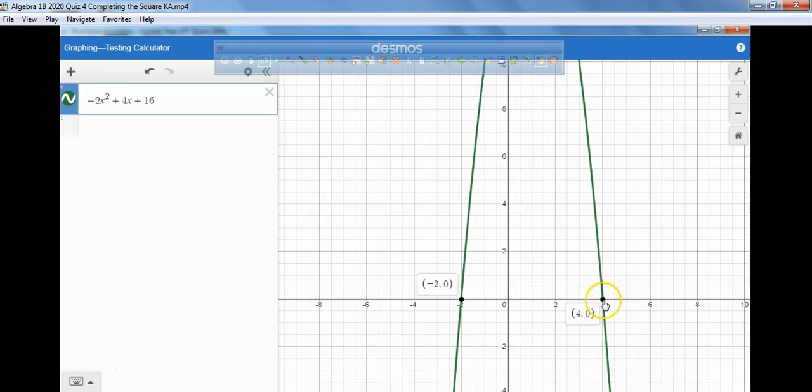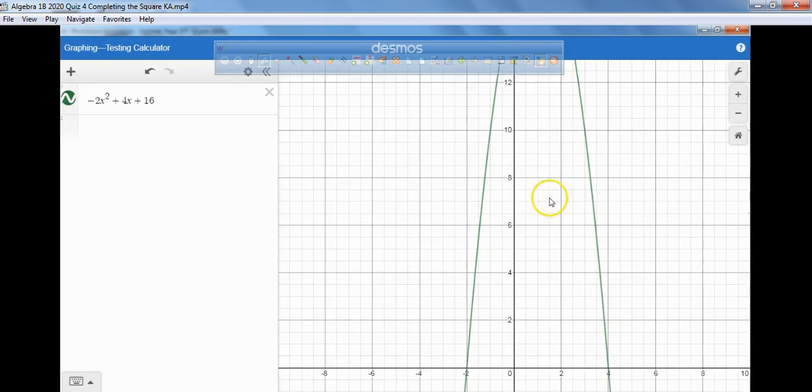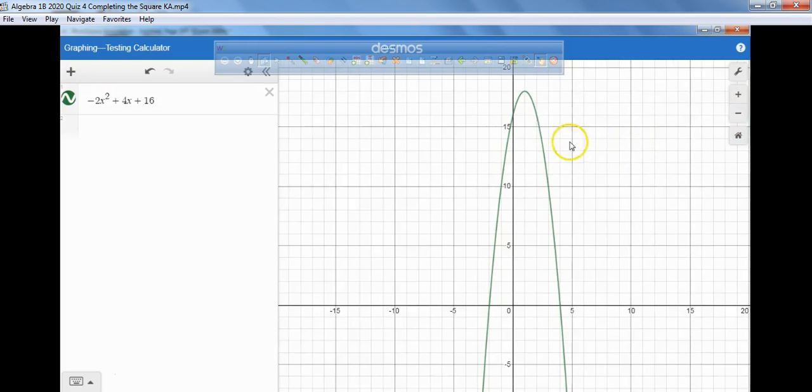There's the other 0, negative 2, which doesn't make any sense, because we can't go back in time. Not negative 2 seconds. All right, and then you can also see my y-intercept and my vertex. There's my y-intercept 0, 16, and there's my vertex 1, 18, which basically means after 1 second, it would reach a maximum height of 18, either feet or meters.